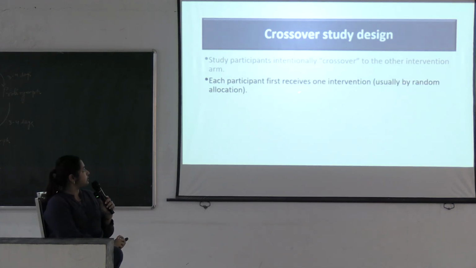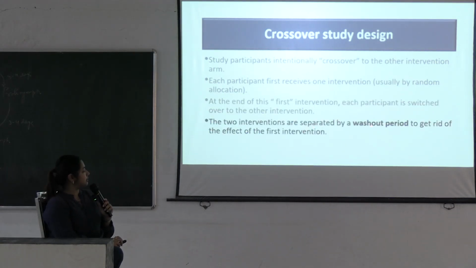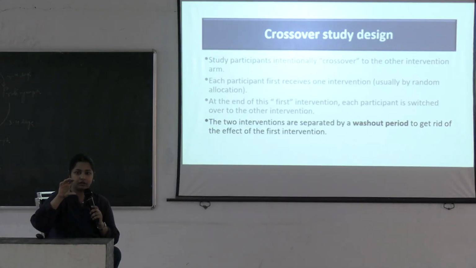So each participant first receives one intervention by randomization. At the end of this first intervention, each participant is switched over to the other intervention. The 2 interventions are separated by a washout period to get rid of the effect of the first intervention. It means before you cross them over, you allow them a gap. You have assessed that intervention first, whatever they were allocated, then you give a gap of maybe 1 month, 1 week, whatever, depending on the disease. And once the washout period is over, meaning the effect of that intervention is gone, then you cross them over and see again the intervention of the other drug in that same people.